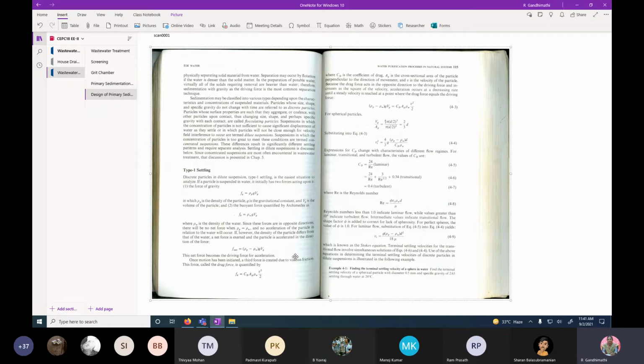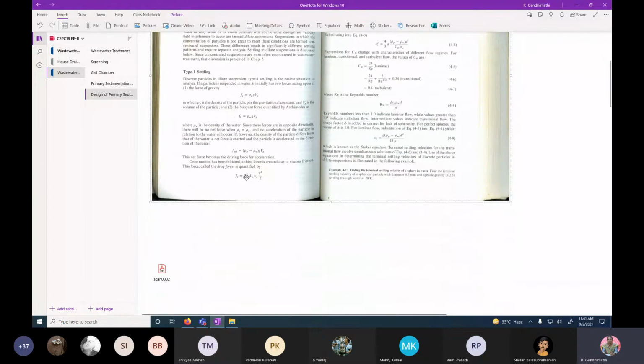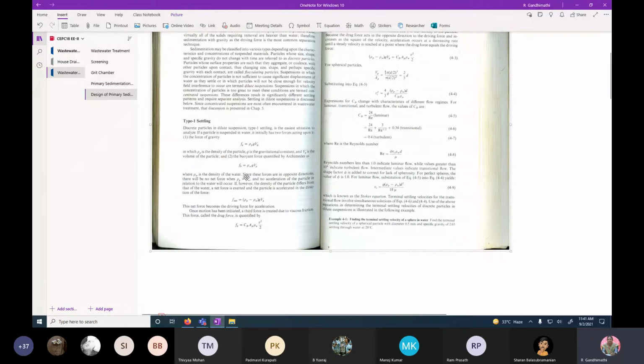Last class I explained type 1 settling and type 2 settling. Type 1 settling is related to discrete particle settling, whereas type 2 is related to flocculent particles. That means during sedimentation, the size, shape, and settling velocity of the particles will vary, whereas in discrete particle settling there is no change in the size and shape of the particles. Here you can see how to calculate the settling velocity of discrete particles.